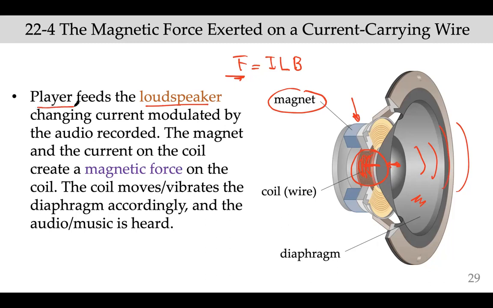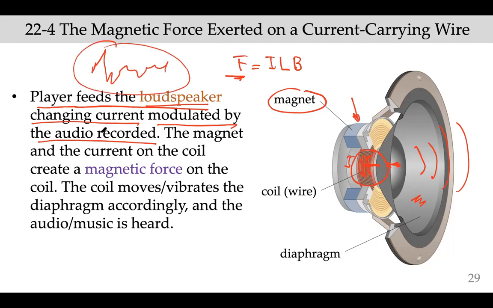So the music player, or any audio player, feeds the loudspeaker a changing current. The current is not constant; it changes, comes and goes, modulated by the audio recorded. It could be music, it could be the sound of a person, whatever it is. So that modulates the current, and the current goes up and down depending on the audio recorded.